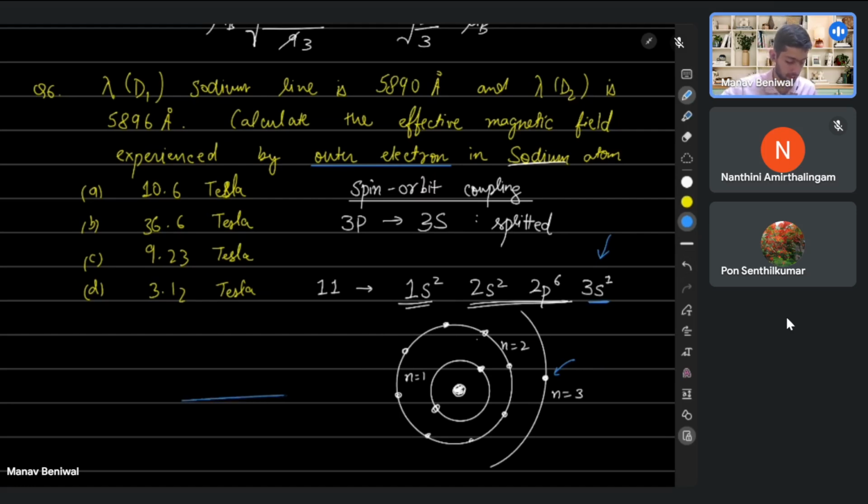So if you have this 3s, and here you have 3p, how many lines do you expect? We generally expect that there will be only one transition, right? But because of this spin orbit coupling, what happens is that your 3s becomes s half, and your p orbital is split in two, like this.